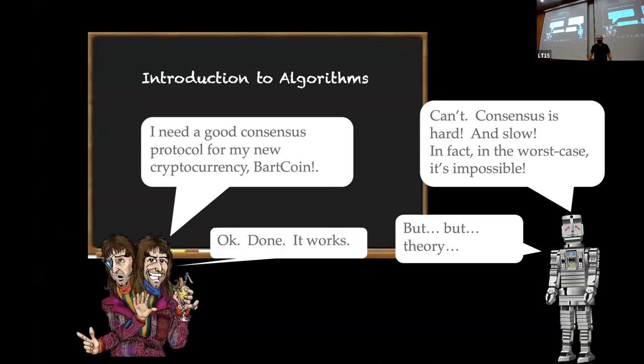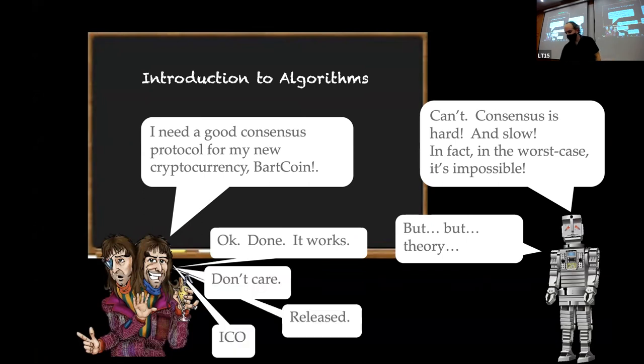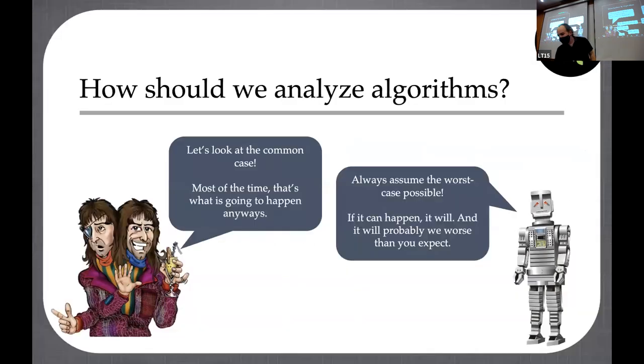Then the optimist goes off and says, okay, I've done it. It works. No problem. The theorist then says, but that can't be. In theory, this is a hard problem. You can't be doing that. You know, done it. Don't care. Released. ICO. Billionaire. Bye. Okay. Does this conversation sound familiar? Anyways, so this raises the question, how should we be analyzing algorithms?